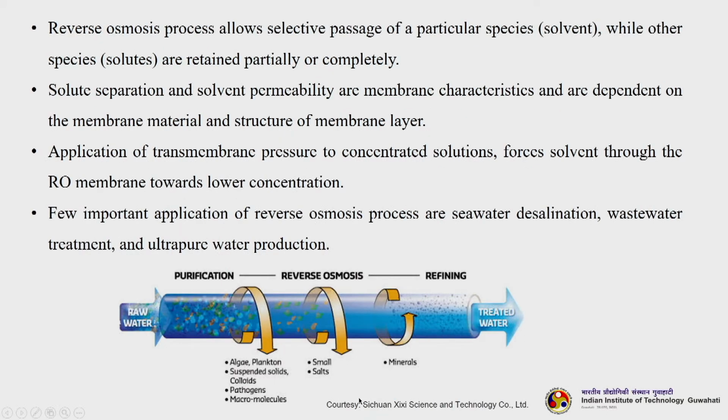So, the reverse osmosis process allows selective passage of a particular species, usually the solvent, while other species, the solutes, are retained partially or completely. Solute separation and solvent permeability are membrane characteristics and are dependent on the membrane material and the structure of the membrane layer. So, application of transmembrane pressure to concentrated solutions forces solvent through the RO membrane towards the lower concentration.